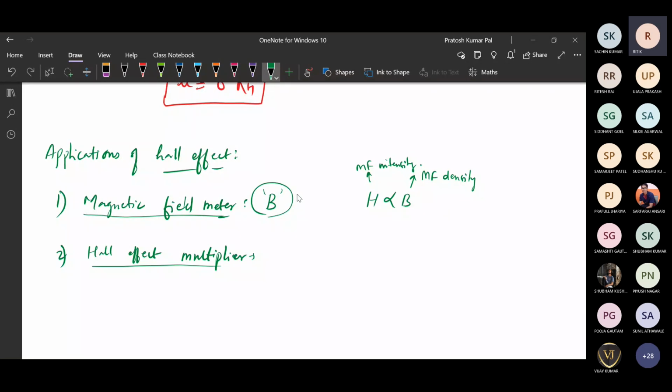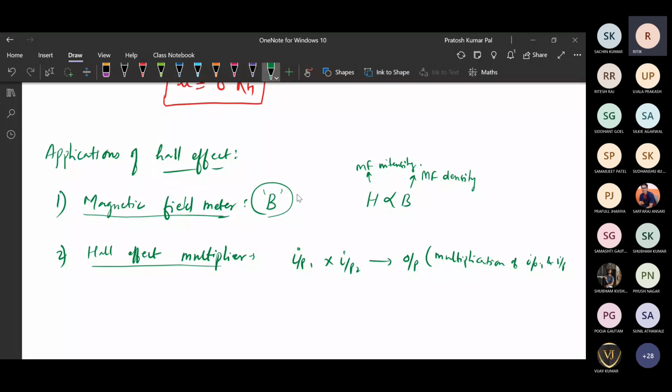And what is a Hall effect multiplier? Here we are applying two inputs. Multiplying means input 1 is being multiplied by input 2, and that will be your output. So the output will be the multiplication of input 1 and input 2.